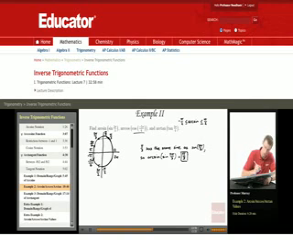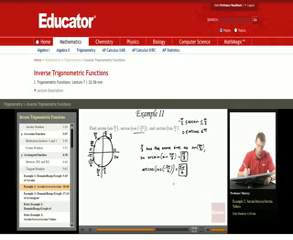5 pi over 6. And that's between 0 and pi, which is the range for the arc cosine function. It's always between 0 and pi. So that means that arc cosine of the cosine of negative 5 pi over 6 is 5 pi over 6. That's an angle between 0 and pi that has the right cosine.